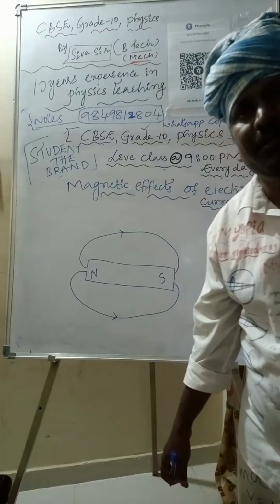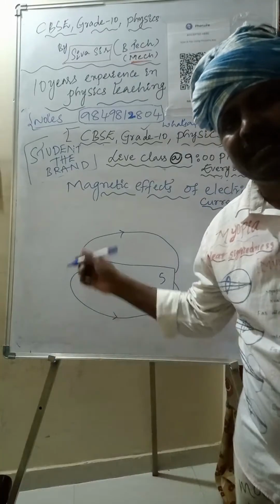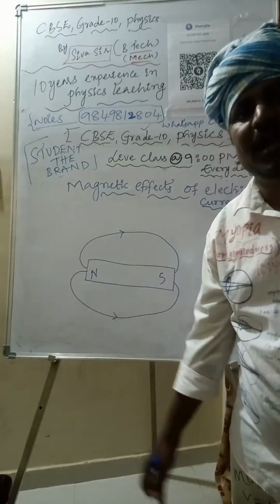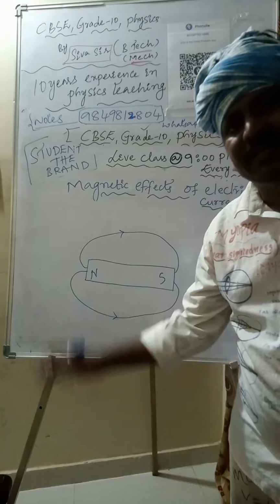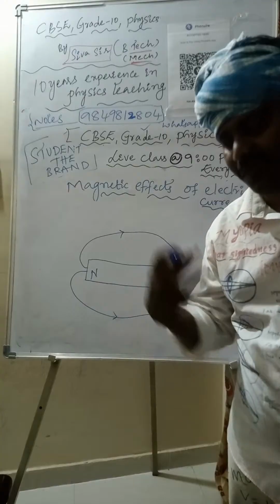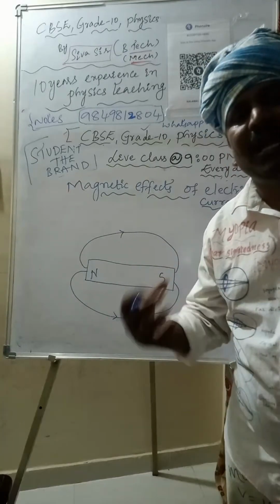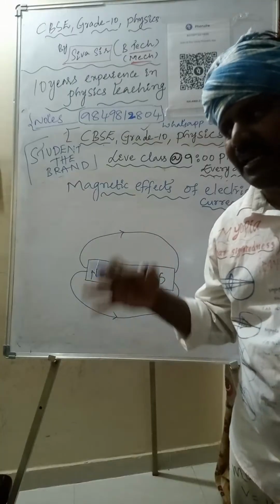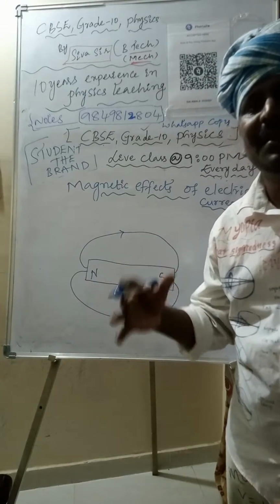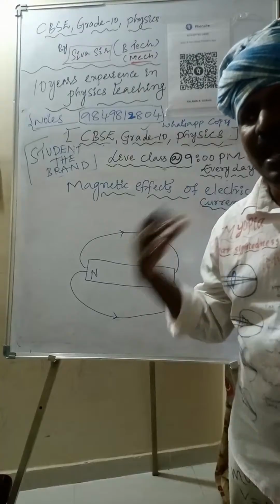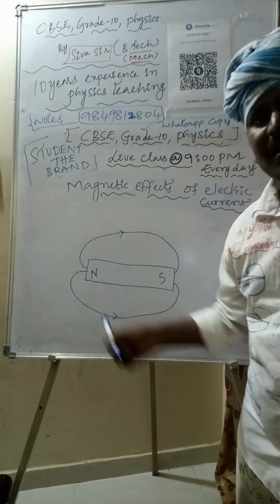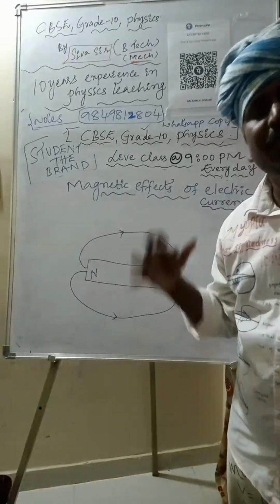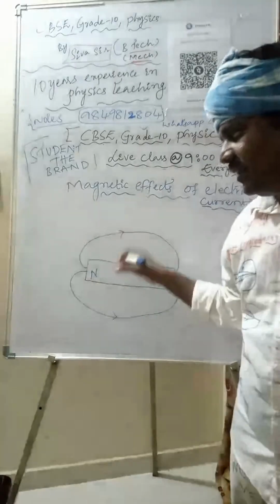The region around the magnet in which magnetic force is exerted is called the magnetic field. Around the magnet, the magnetic field will be there.